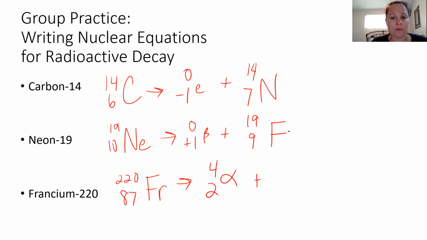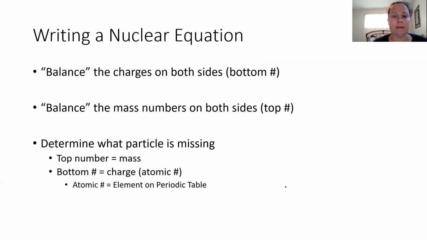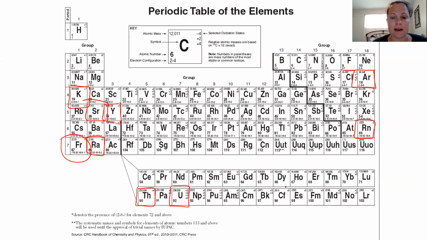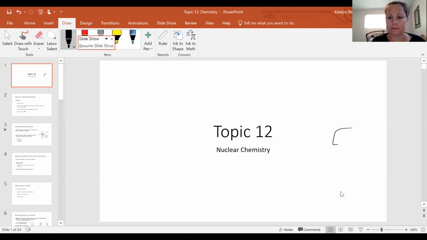For francium 220, my new mass will be 4 less than 220, 216. 87 minus 2, new atomic number is 85. Periodic table tells me that element 85 is At.